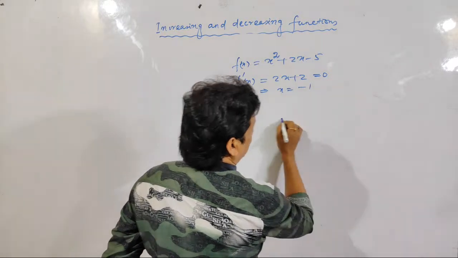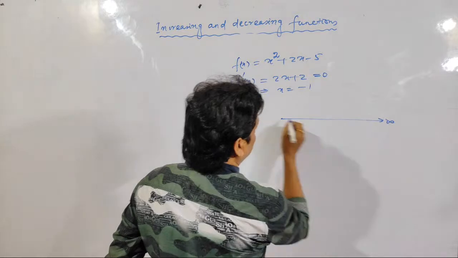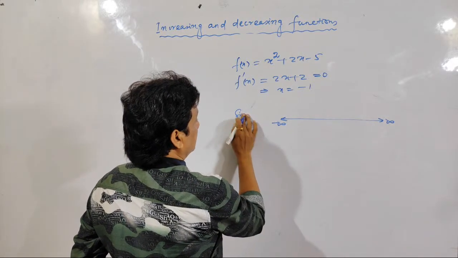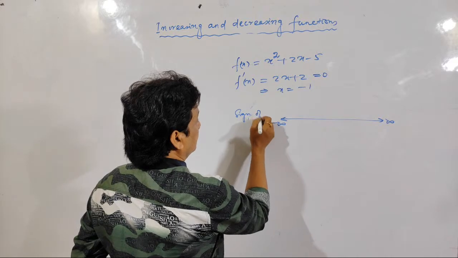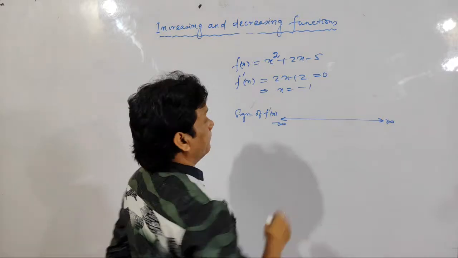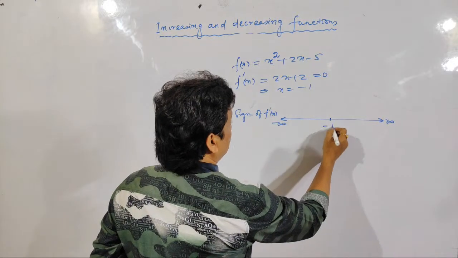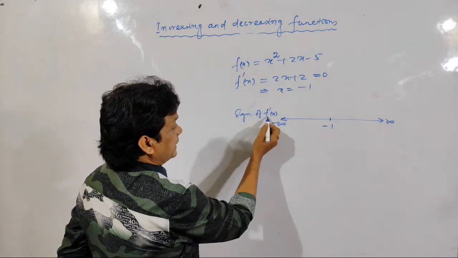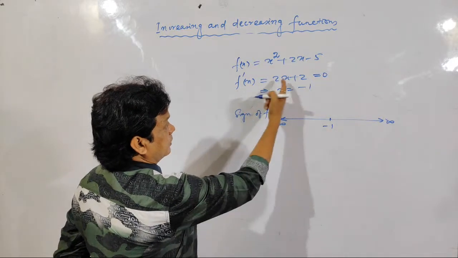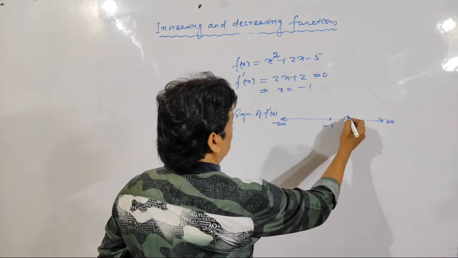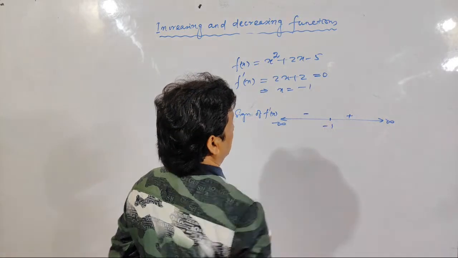So draw the number line, this is minus infinity to infinity, and you should write the sign of f dash x. Clear? And here it is minus 1. You are writing the sign of f dash x, and here in f dash x the coefficient of x is positive. So this one is positive, this one is negative.